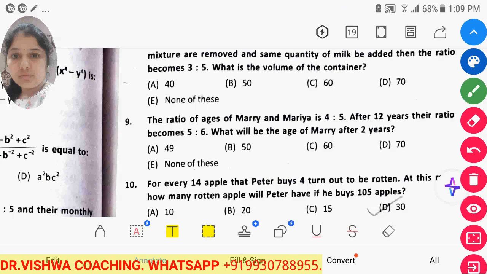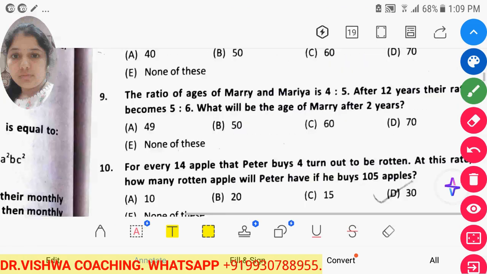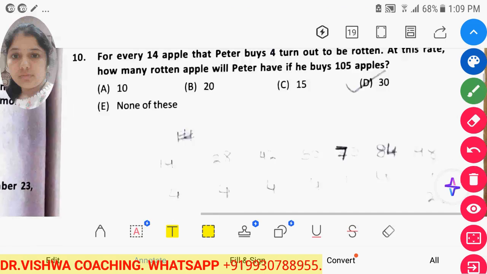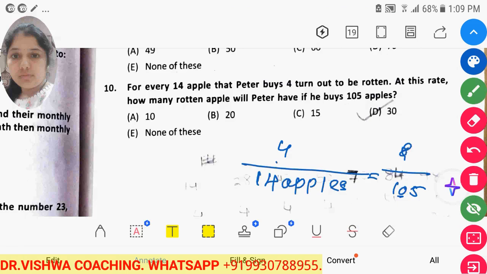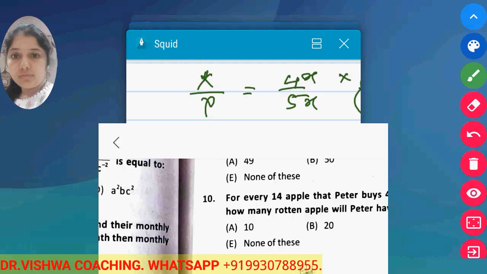Okay, so this is as simple as, for every 14 apples that Peter buys, 4 turn out to be rotten. At this rate, how many rotten apples will Peter have if he buys 105 apples? Now see, if he buys 14 apples, 4 are rotten. Now in 105 apples, how many are rotten? Cross multiply, assume this as x and solve it to get your answer. Okay, so this is all about ratio and proportion.